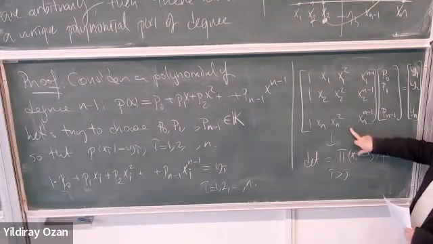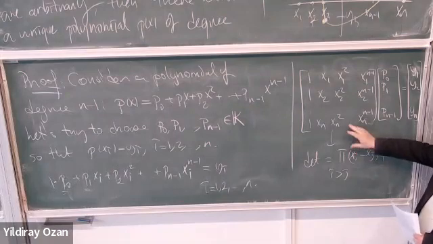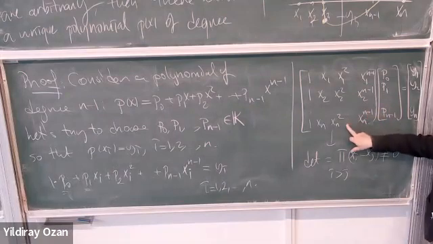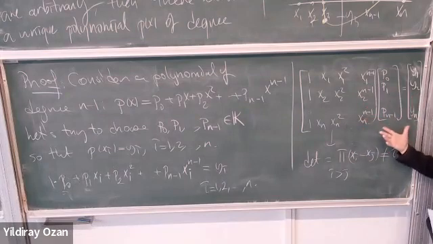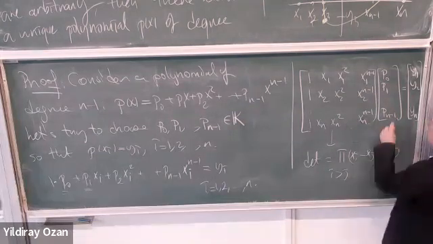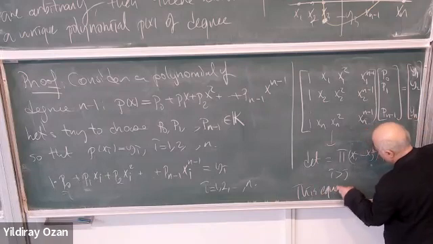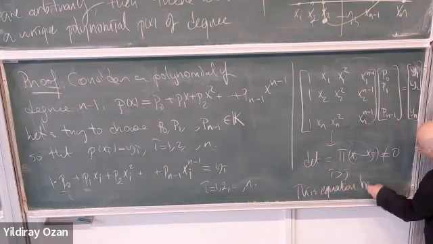Therefore, this is invertible. Hence, by just multiplying this equation with the inverse of this matrix, I can solve this, right? So this equation can be solved. This equation has a unique solution.